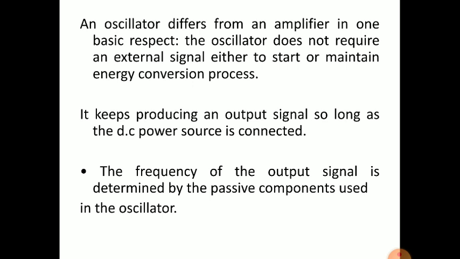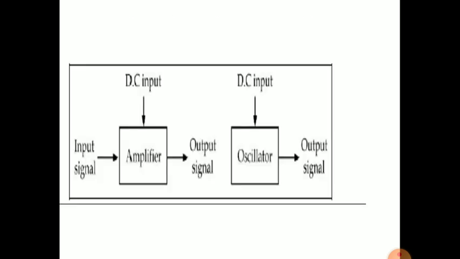The frequency of the output signal is determined by the passive components used in the oscillator. Passive components are generally resistors, inductors, and capacitors, not the active components like transistors or diodes. So we can determine the frequency from these passive components. But in the case of an amplifier, the amplification is done by the active components itself. So this is a block diagram.